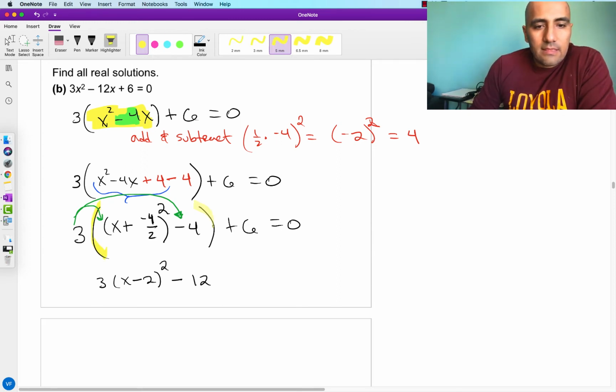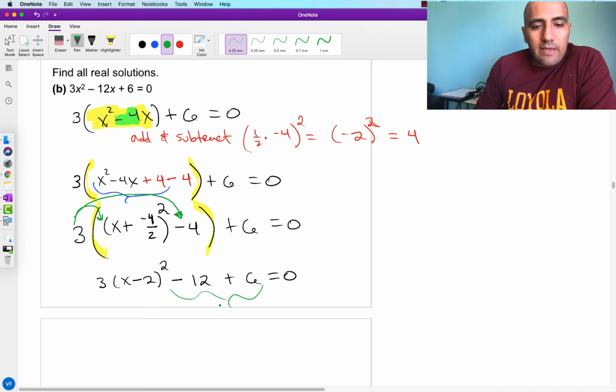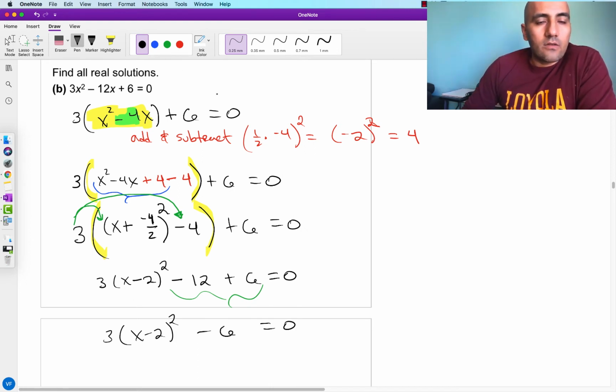This parenthesis and this parenthesis are the same as this parenthesis and that parenthesis. So once I distributed this 3, I got rid of those parentheses. I still have a plus 6 out here. Plus 6 equals 0. And now I can combine these two to give me a minus 6. So I get 3 parentheses x minus 2 squared minus 6 equals 0. And now things are looking better. I'm going to add 6 to both sides. Plus 6, plus 6.